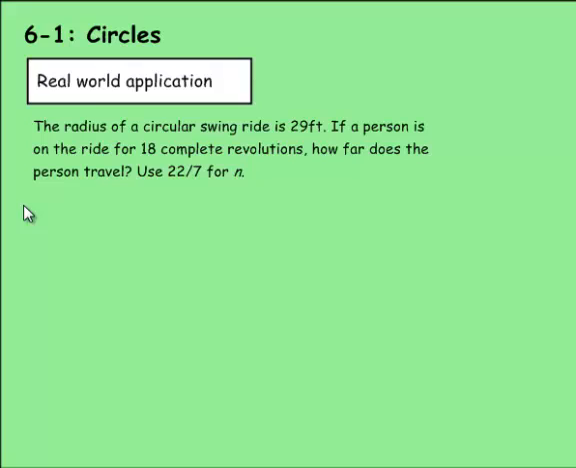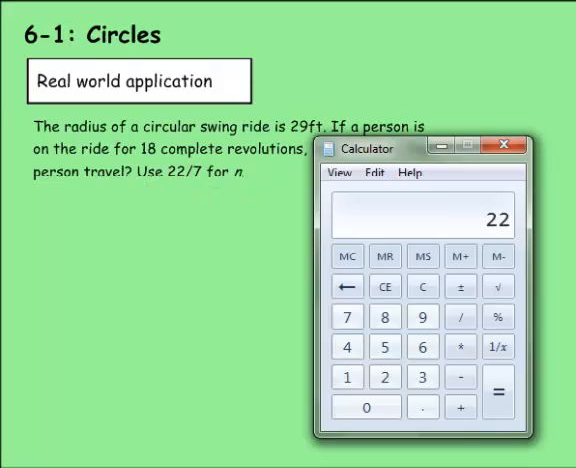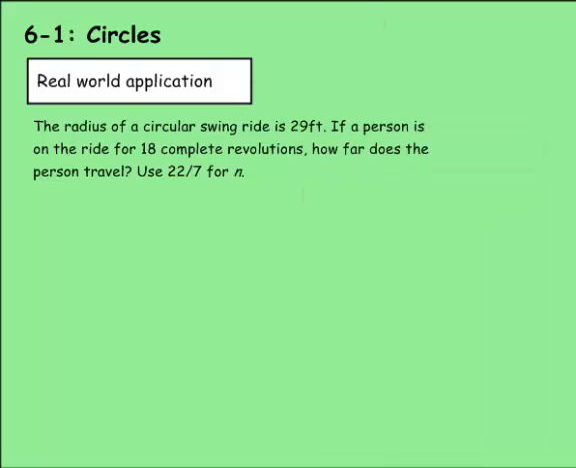Let's do this real-world application. The radius of a circular swing ride is 29 feet. If a person is on the ride for 18 complete revolutions, how far does the person travel? Use 22 divided by 7 for pi. If I do 22 divided by 7, it's 3.142857. It's much more precise, pi. So we need to go around and around. That's not the area, that's the circumference.